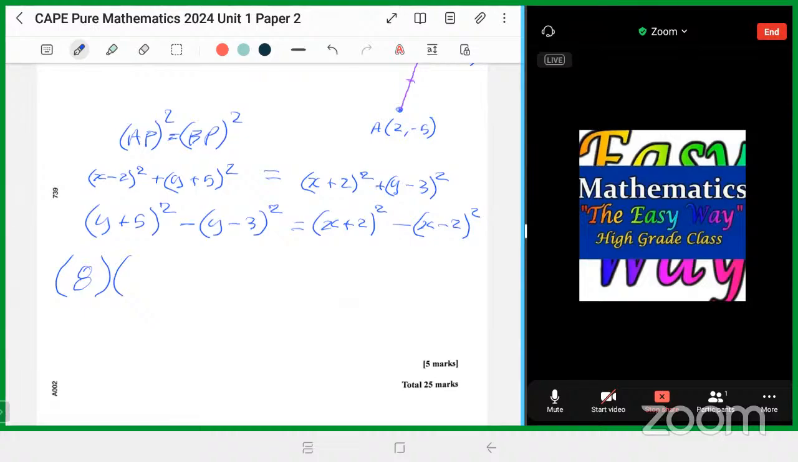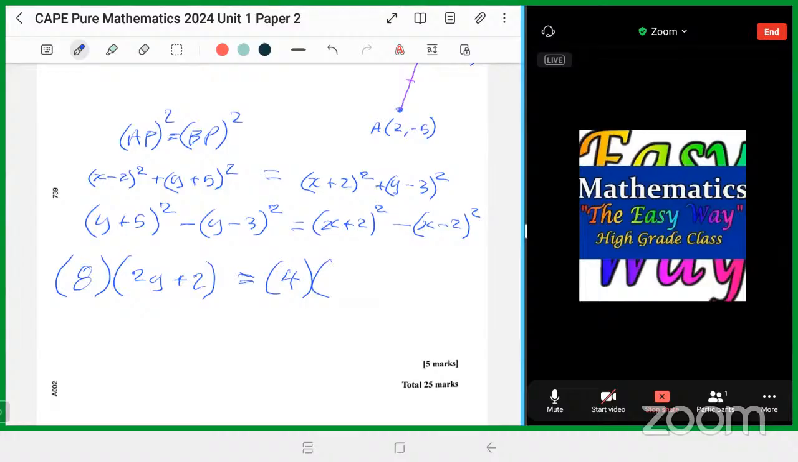Times the sum of this and that. So y and y is 2y, and 5 and minus 3 is 2. Equals. That's the difference times the sum, all right? We're going to do the same thing here. Difference of 2 squares. In the first bracket is this minus that. So the x minus the x, gone. 2 minus a negative 2 gives me 2 plus 2, which is 4, in the first bracket.